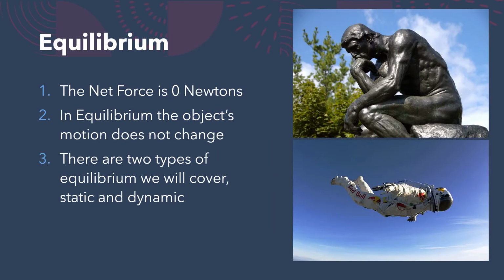Okay. So now we have a certain condition called equilibrium. This is when the net force is 0 newtons. So in equilibrium, the object's motion doesn't change. There is no net force, so there is no acceleration. There's no change in the motion. So we're going to cover two different types of equilibrium. One is called static, one is called dynamic. And these are two examples of those two situations right here. We'll break them down a little bit further.